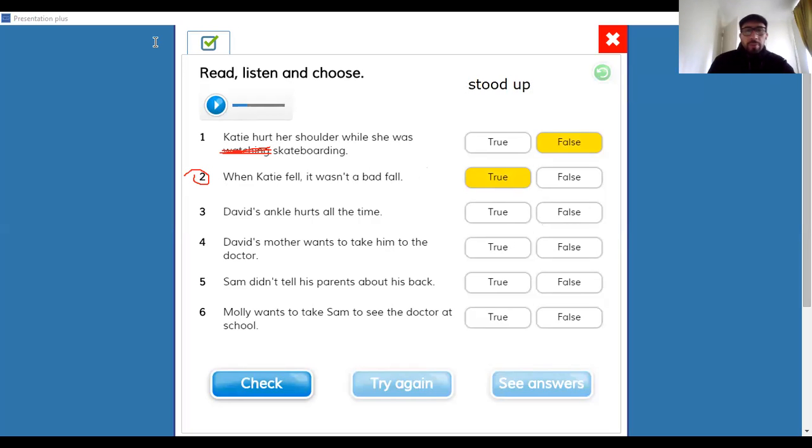She stood up immediately. Separó al tiro. Okay. She stood up immediately. Okay. David's uncle hurts, sorry. Let's continue with the listening. We have David now.